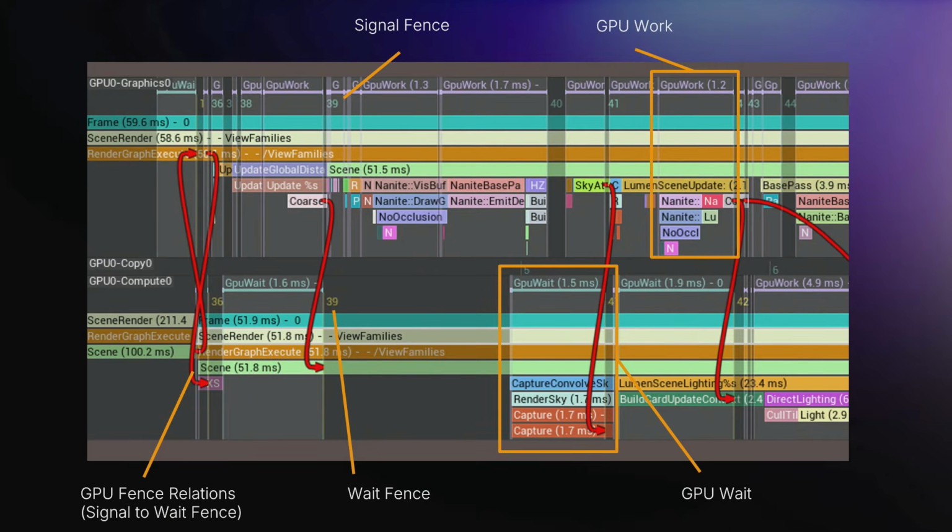Wait fence and signal fence are synchronization mechanisms used to coordinate work between different graphics and compute queues. Signal fence is used to indicate that work on one GPU queue is complete, while a wait fence pauses the GPU queue until the corresponding signal fence is processed. Therefore, to use the compute pipe effectively, you should also be aware of the dependencies between these fences.